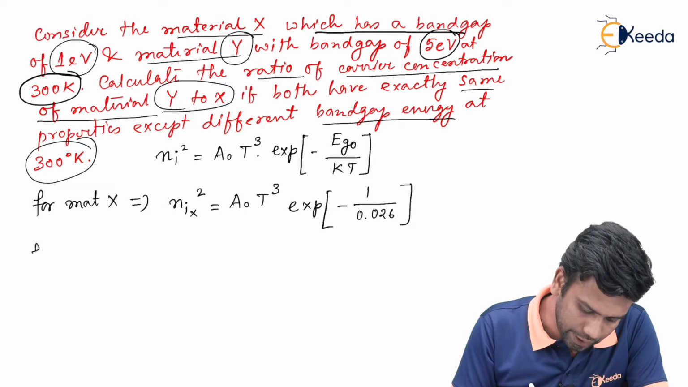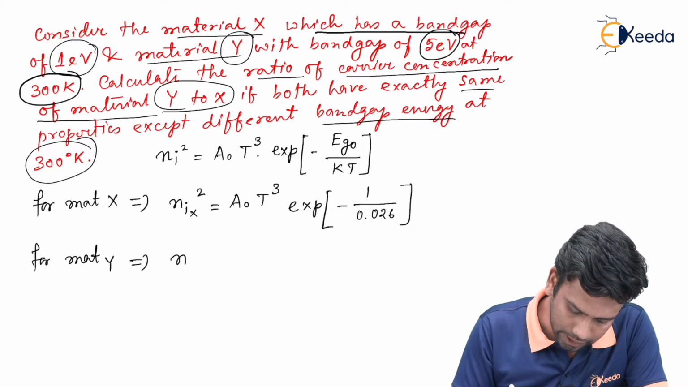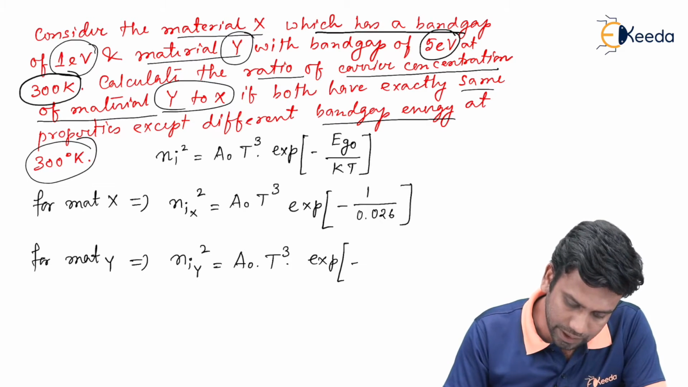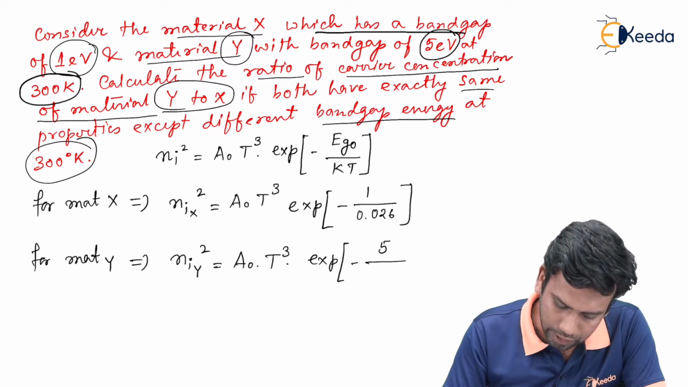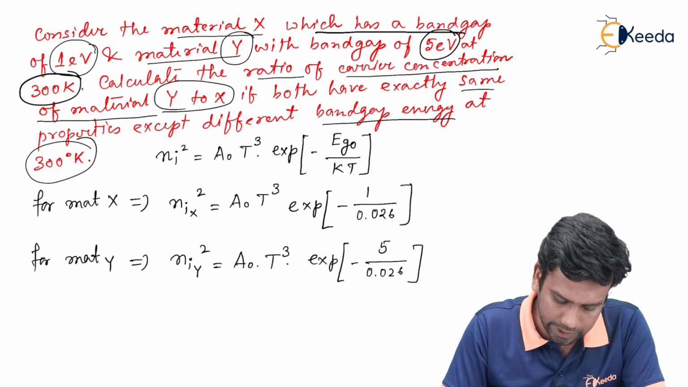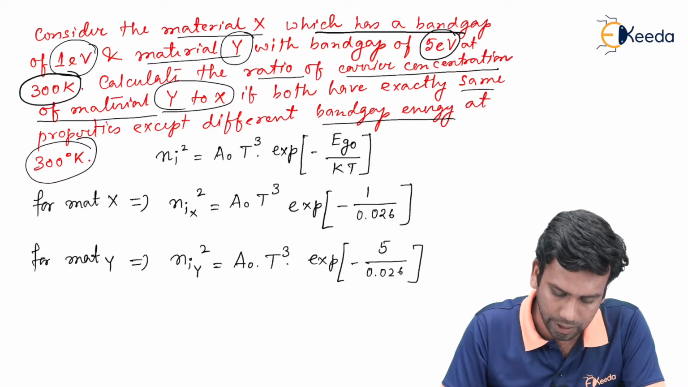Similarly, for the material Y, we can write that intrinsic carrier concentration of Y whole square is equal to A0 T to the power 3 exponential, and the band gap is given by 5 electron volt divided by 0.026. So this is the concentration of carriers in the material Y and material X at room temperature.